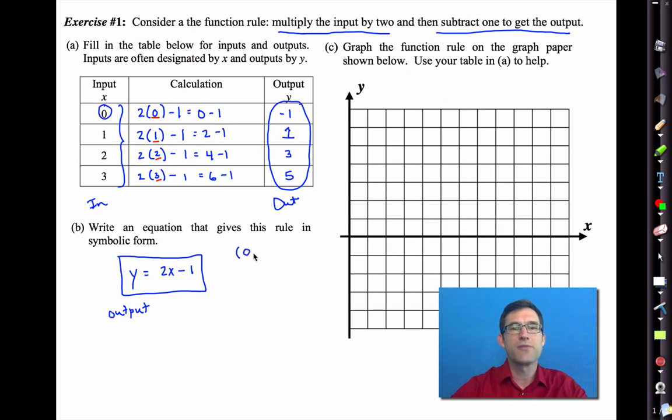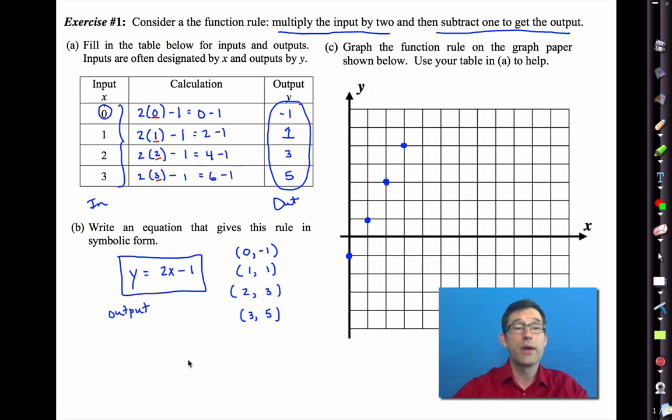Remember, x always comes first, so we have the coordinate pair (0, -1), the coordinate pair (1, 1), the coordinate pair (2, 3), and the coordinate pair (3, 5). Again, this is where I'm getting the x coordinates, and this is where I'm getting the y coordinates. So when we plot, (0, -1) is here, (1, 1) is here, (2, 3) right here, and (3, 5) is right here.